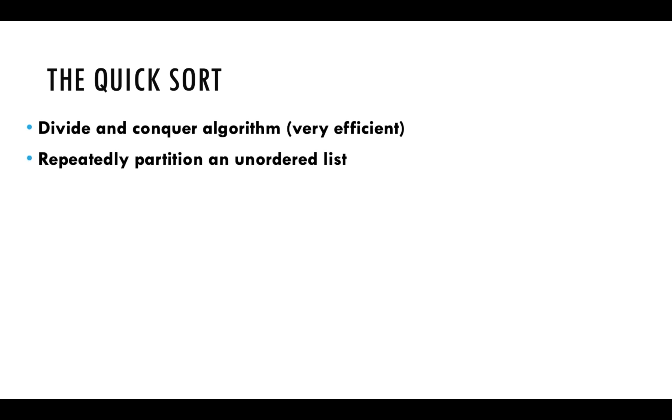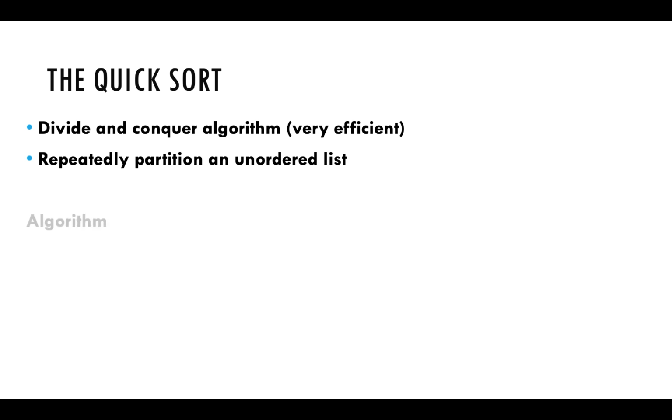So the quicksort algorithm is like nothing we've seen before. The parts of it you might be familiar with. For example, the quicksort algorithm is a divide and conquer algorithm, which means it's very efficient. It repeats itself on partitions of an unordered list until we get down to just one single element. The job then is to build all those elements back up until we get a sorted list.